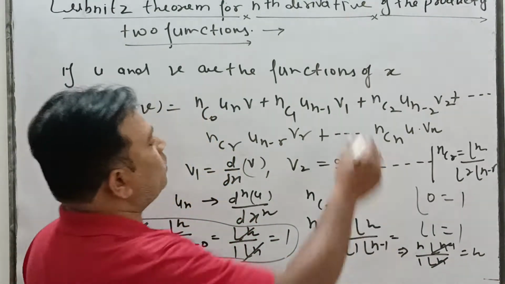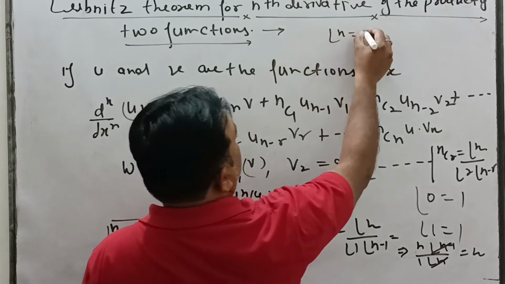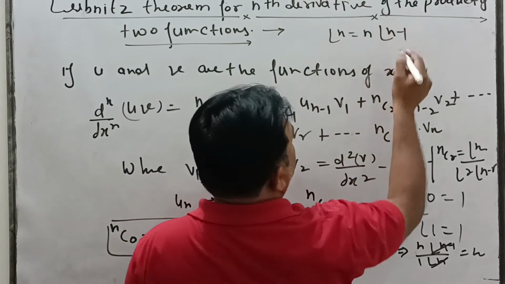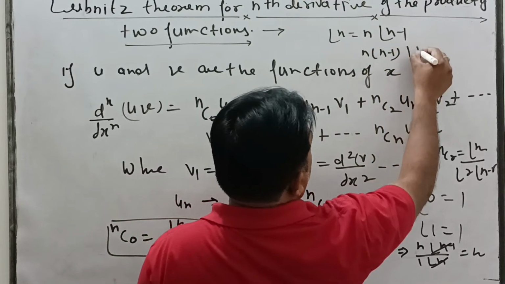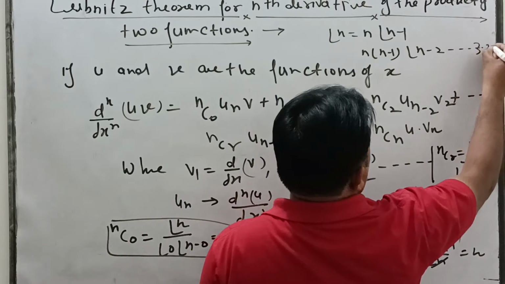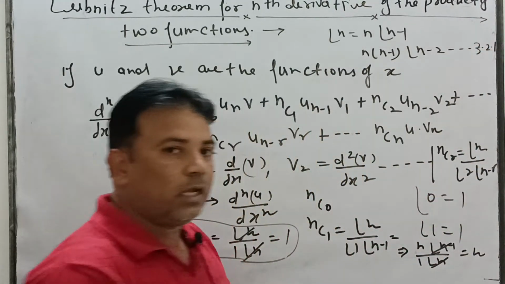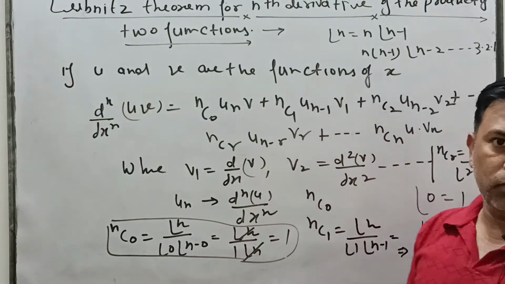You know about the factorial of n: taking out n, then the factorial of n minus 1, again n minus 1 out of the factorial, then n minus 2, and so on, 3 into 2 into 1. Factorial is not defined for fractions and negative values.